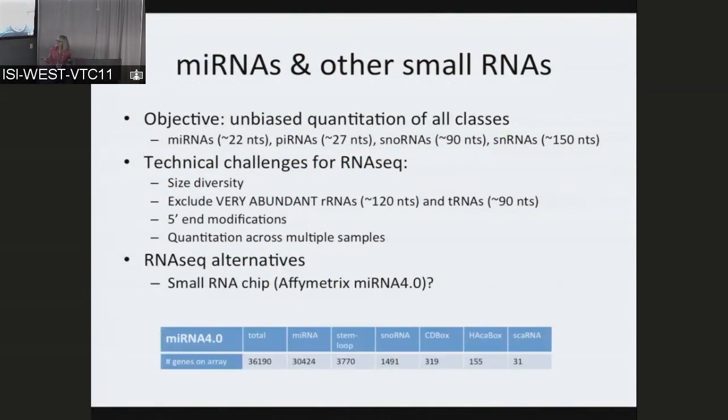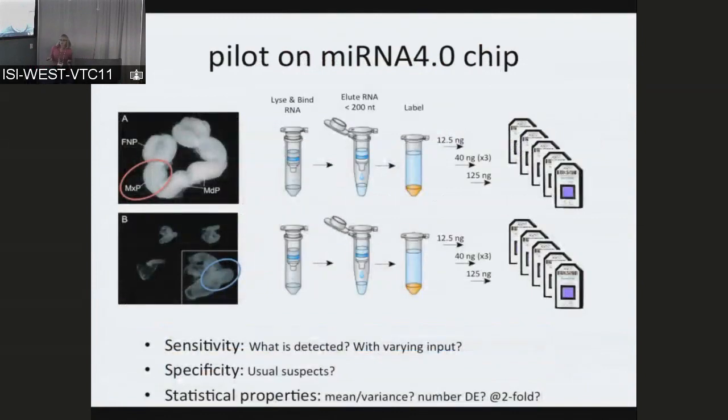But we ran some pilot studies with this microarray chip from Affy. It's got about 36,000 genes on that. Most of them are microRNAs, but it's also got a series of these snoRNAs that we're interested in. It does not have the snRNAs, the spliceosomal RNAs, but it does have these snoRNAs on it. And so we ran a pilot study with that to see if it would give us the kind of data that we would like to get.